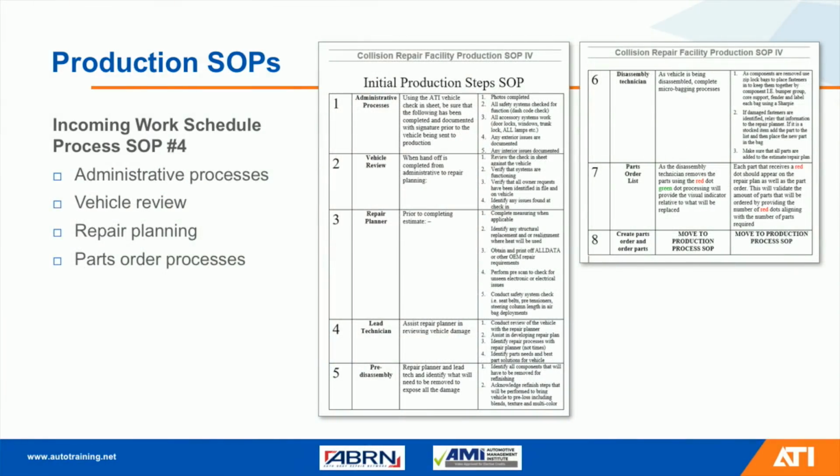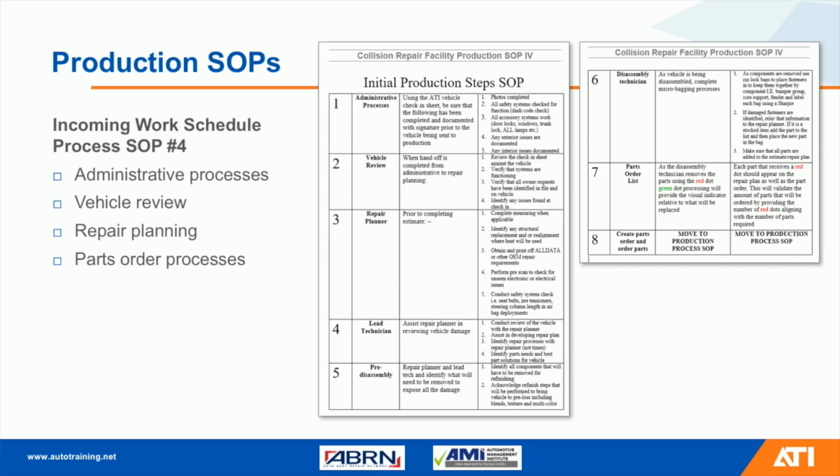And this one here is the incoming work scheduling. So these are things that we don't really think about in production, but they impact production. What are your administrative processes? Is all the paperwork right? Has the vehicle been reviewed? The repair planning itself, has that been completed properly so that all the things that need to be identified, so that when the technician starts to touch the vehicle, all of the things that are going to be required for the repair are in their scope of repair so that they can use them?